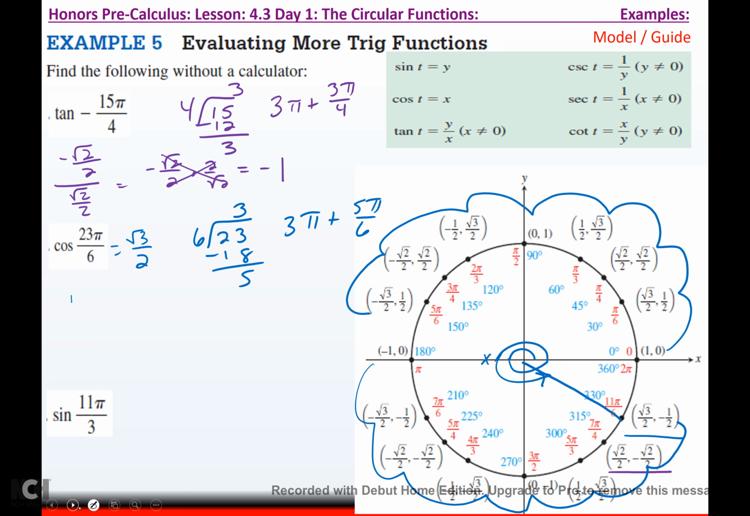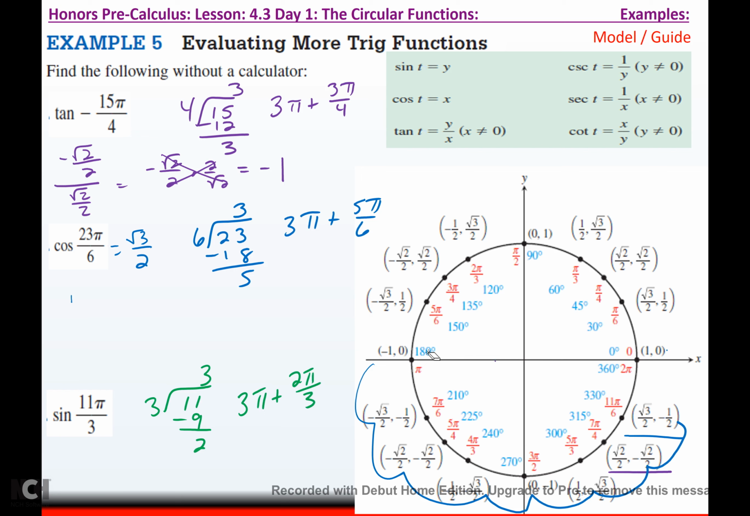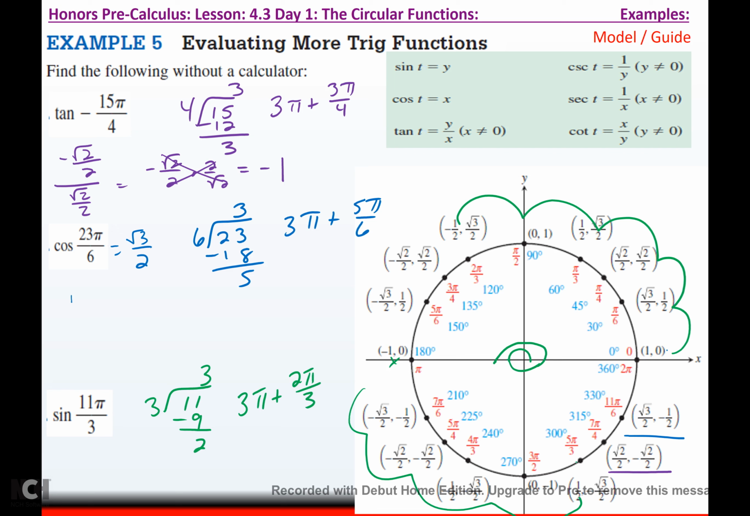Alright, sine of 11 pi over 3. 3 goes into 11, 3 whole times, take away 9, leaves 2, so that's 3 whole pi's plus 2 pi over 3. So again, I'm going to go 1 whole pi, 2 whole pi's, 3 whole pi's, and then I have to go another 2 pi over 3, which is 1, 2, 3, 4, 5 steps. So from here, 5 steps puts me right here. There's my angle, there's my coordinates, and sine is y, which is negative square root of 3 over 2. And we're done.